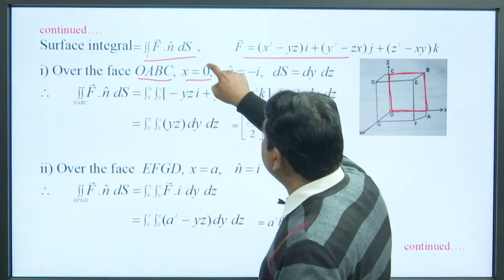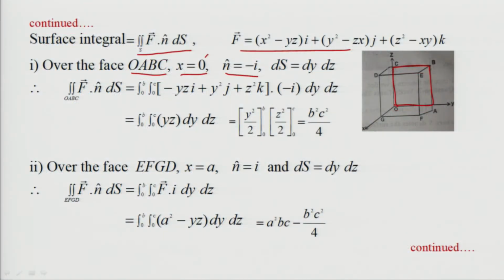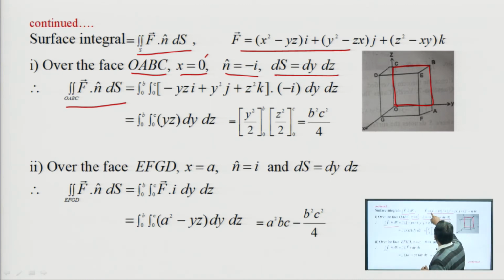So, for this face x is equal to 0 and n cap, we must always write n in terms of the outward unit vector, so n cap is equal to minus i, and dS in this case becomes dy dz. So, f dot n dS over the face OABC: here x is equal to 0, and n is minus i. So, we get the value from here only, because n is i. So, x square minus yz, and x is equal to 0. So, we will get the value only as minus yz, but i is here minus. So, we get the value as yz.